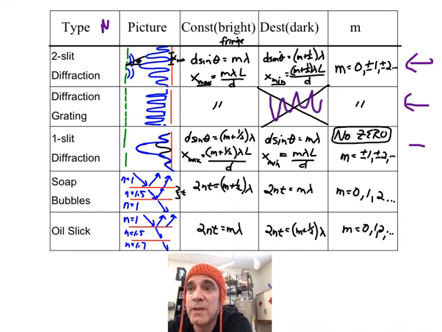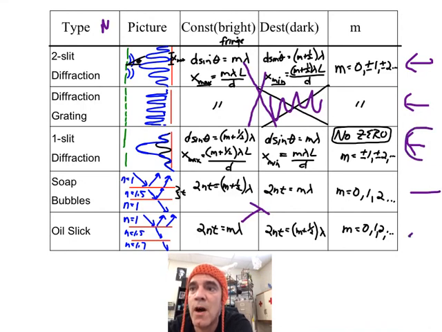Single slit diffraction, notice we flipped our constructive and our destructive equations. This equation went to that one, this equation went to that one. And the soap bubbles and the oil slick are also flipped. And those just go from 0 to 1, and there's no 0 on our single slit diffraction. This is a great chart. We'll probably make it again in class just to make sure we get it.